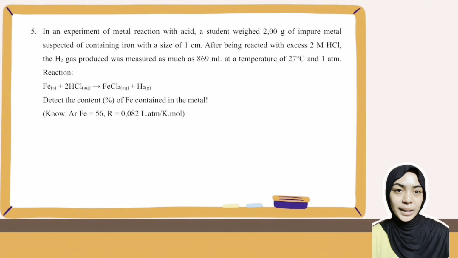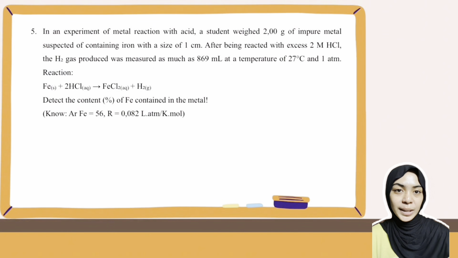Therefore, after analysis, it is determined that the metal piece contains 98% iron. Next, question number 6 is to compare the volume of C2H2 gas and O2 gas required in the combustion process based on the perfect combustion reaction equation.